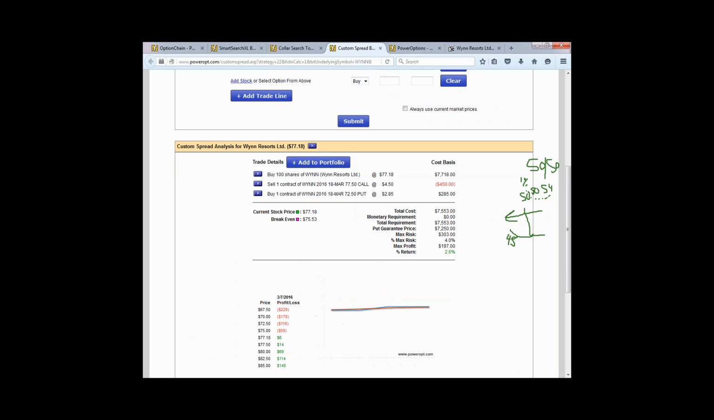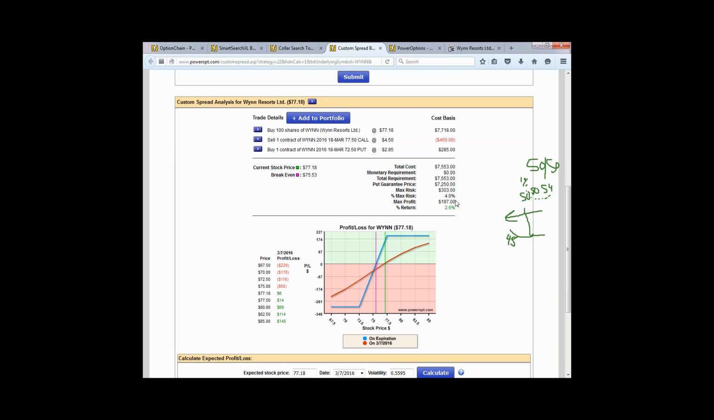Jim asks, do you try to get more credit for the call than the cost of the put? Well, yes, when I'm doing a standard collar. That's why I put in that minimum premium, what's called the net premium, the difference between the two, as a positive 50 cents. If I'm doing this standard collar setup, I'm always doing it for a credit.